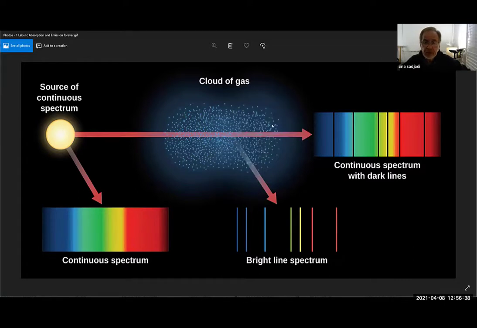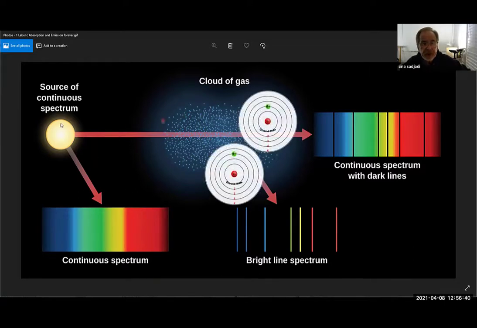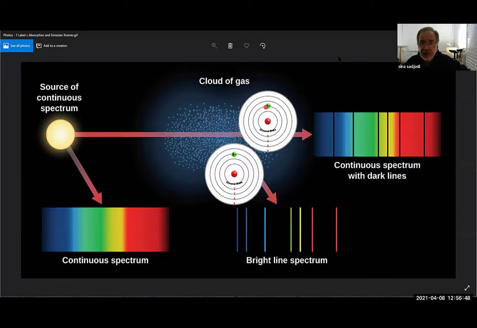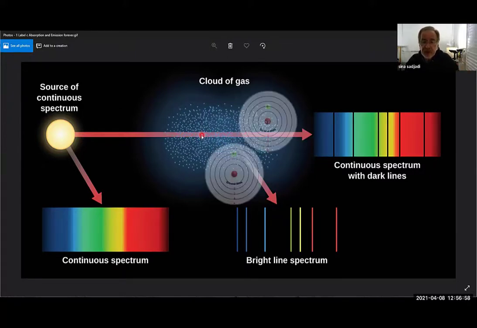Okay. So what's going on here is, let's say we have a sun here, and here's a cloud of gas. The light of the sun is going through that cloud of gas. That light is heating up this cloud of gas too, so this cloud of gas is getting hot. What does that mean? What does temperature mean? It means that the atoms are moving fast, right? It's a measure of how fast the atoms are moving.